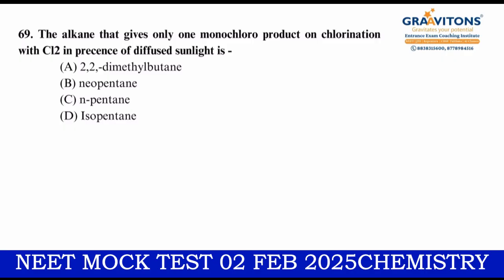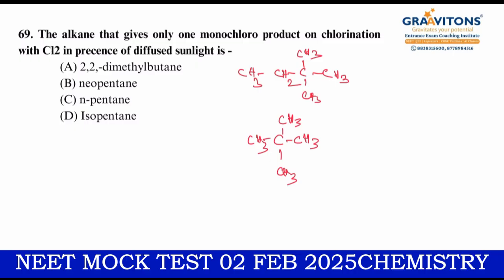69. The alkane that gives only one monochloro product on chlorination with Cl2 in presence of diffused sunlight. First you write the structure for all the 4. I am writing 2,2-dimethyl butane. And what about neopentane? You can find 3 CH3 and one more here also. This is the neopentane structure. And you all know the structure for n-pentane, CH3, CH2, CH2, CH2, CH3. And the 4th option is isopentane, where on the carbon chain, the second carbon should have one methyl group. And this is going to be your isobutane.